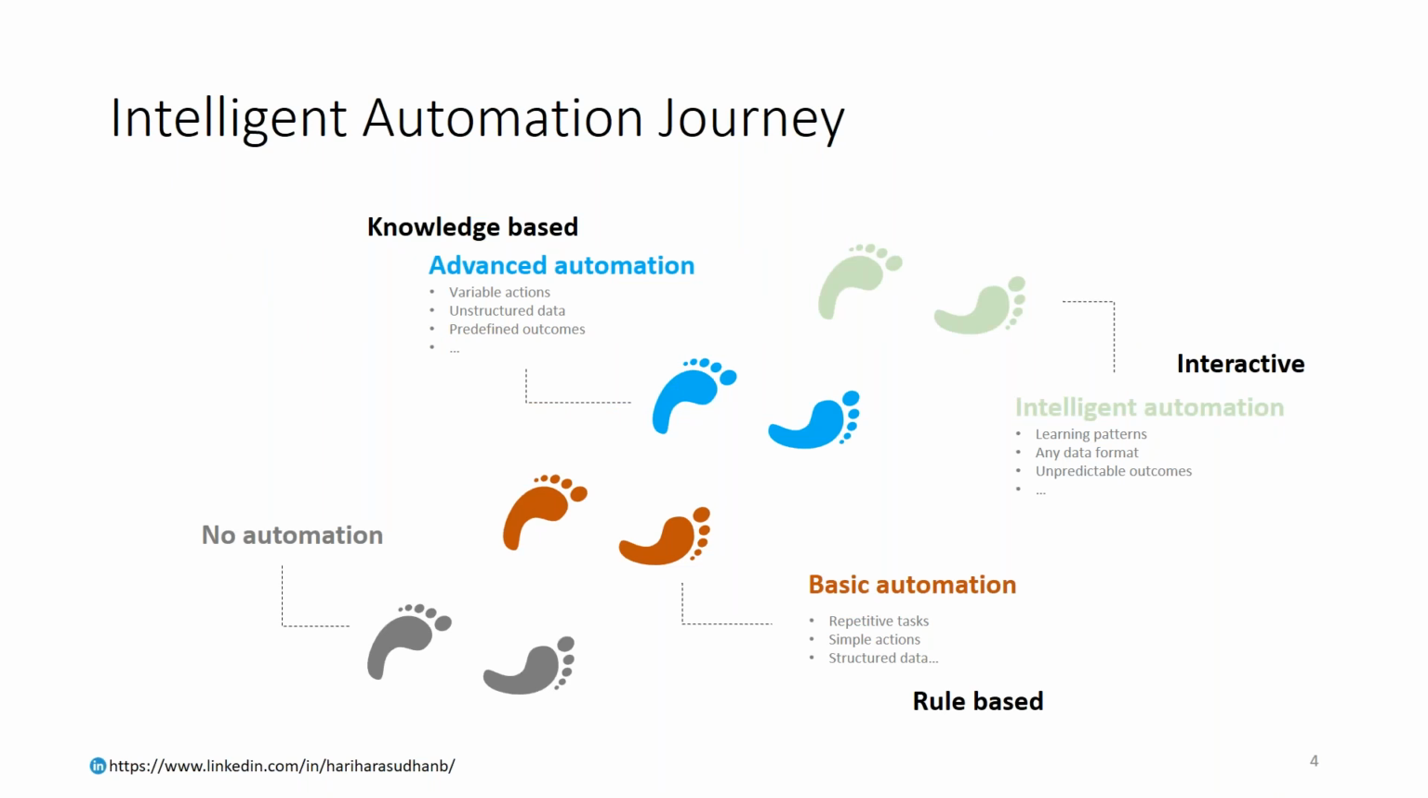Okay. So when I say cognitive automation journey or intelligent automation journey, as you can see in this slide, the basic level is no automation, and then they start doing basic automation, that is robotic process automation, otherwise called RPA. In the case of RPA, all repetitive tasks can be handled, and all those automations will be simple actions, very much rule-based and structured.